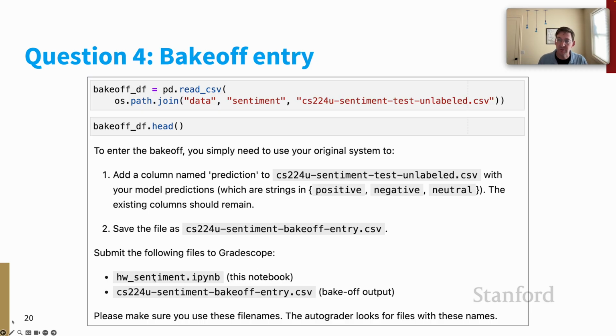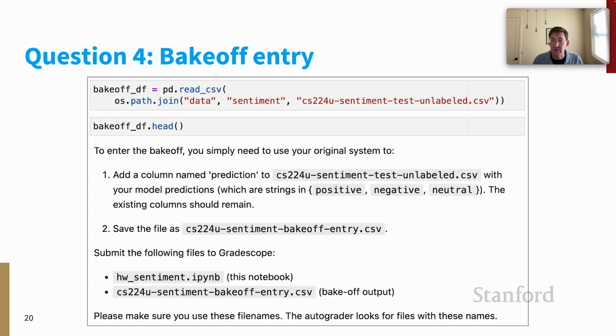Make sure when you submit to Gradescope that you submit files with these two names. It's really important that you keep those names. The autograder is looking for files with these names, and if it fails to find them, it will report that you didn't get any credit. So make sure you use those file names, and then you should be all set.